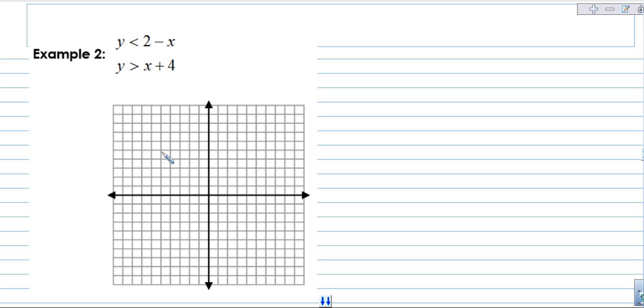Okay, so now you can pause the video and work on example 2 on your own, and then unpause the video, and the whole solution will be on the screen, and you can just double check your answer and then move on to example 3.